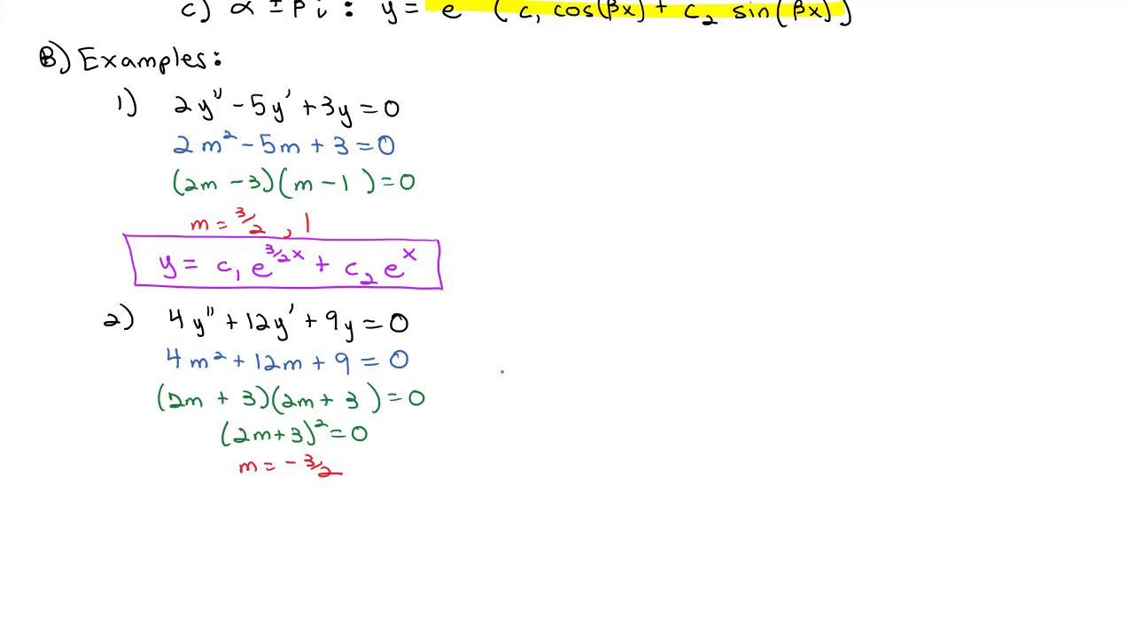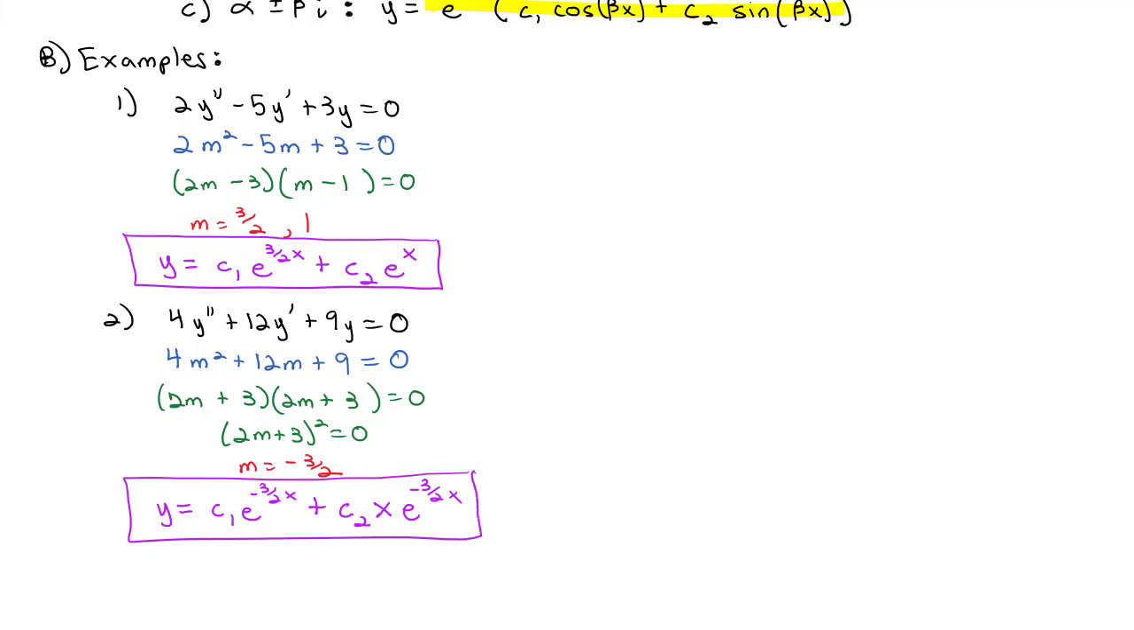Because we only have one solution, we've got the second case, where now we can say this is y equals c1 e to the negative 3/2 x plus c2, and we're going to have an extra x multiplied in there to make them linearly independent, e to the negative 3/2 x.